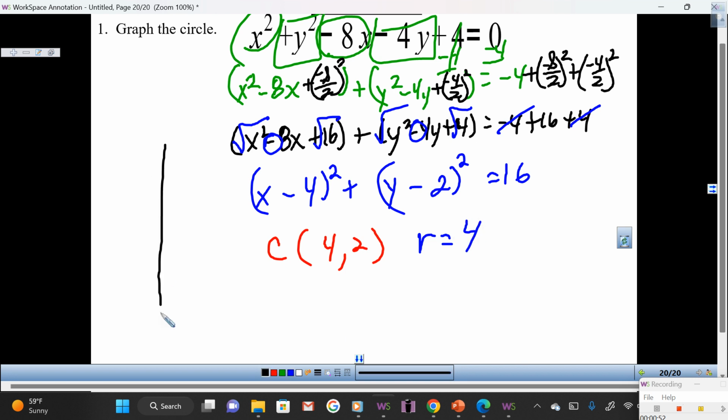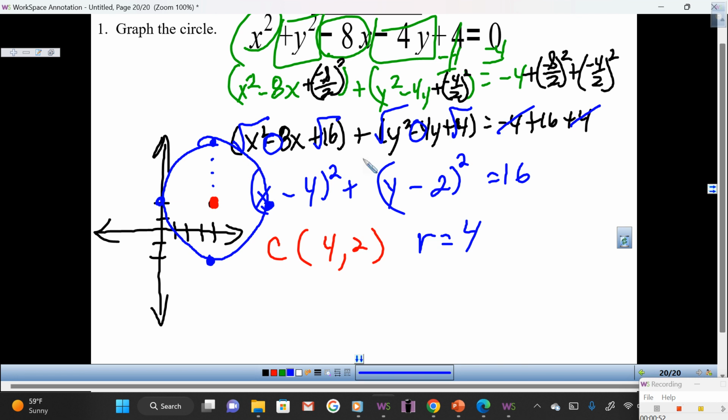So if we were to graph that, 4, 2 is about right there. That's our center. And then 4 steps in all directions. 1, 2, 3, 4. And then 4 that way, 4 that way, and 4 that way. And there you go. Piece of cake, yes? Let's go to number 2.